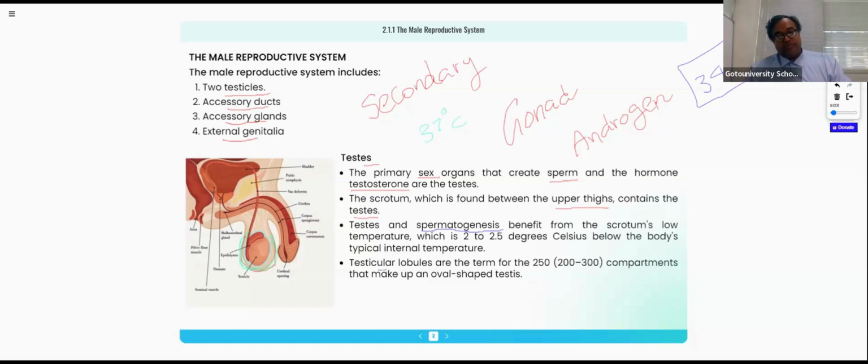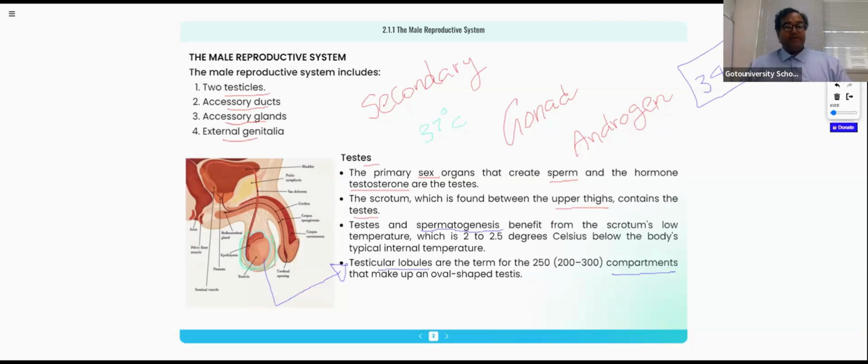The testis has small partitions called testicular lobules. For example, we are living in one flat, we have one room, and inside the room we are living. Like this, inside the testis, many small partitions are there, which are nothing but testicular lobules, which are further partitioned into many compartments. These compartments are made up of many seminiferous tubules.